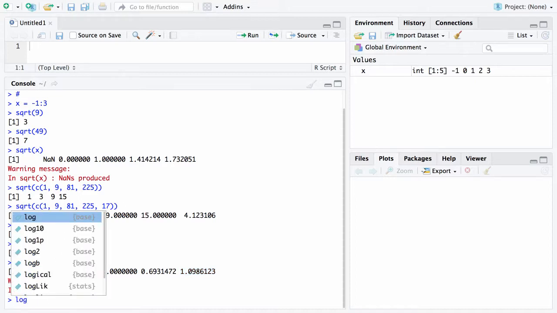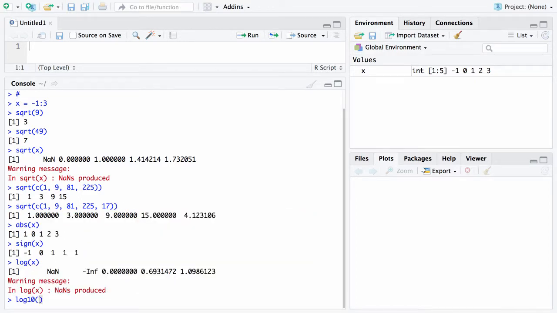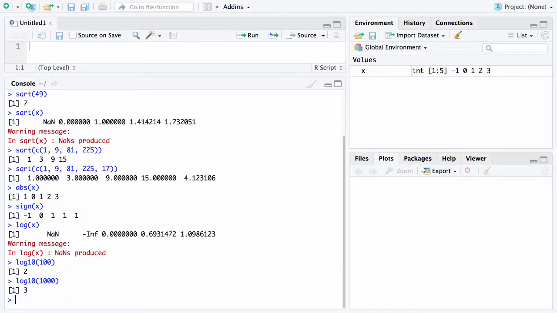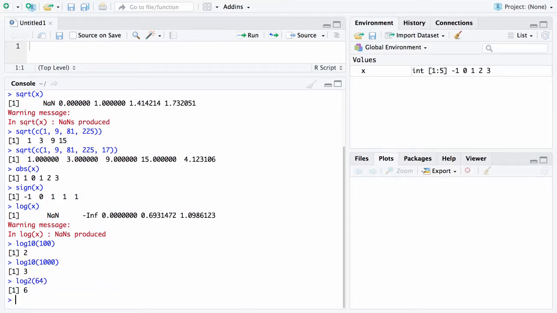There are other logarithmic functions. For example, if you want to say log10, that will give you log base 10. You could put in 100 and you'll get 2, or you could put in 1000 and you'll get 3. There is also a log2, which is log base 2, and for example, if I were to put 64 in there, it would come back with 6 because 2 raised to the 6th power is 64.